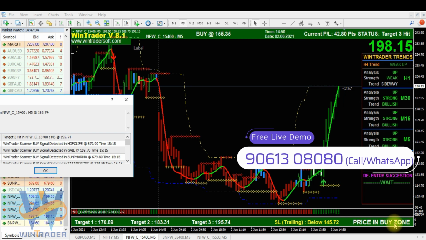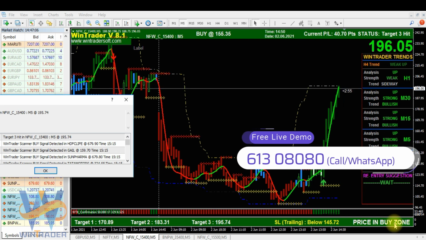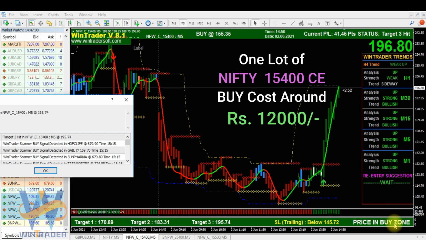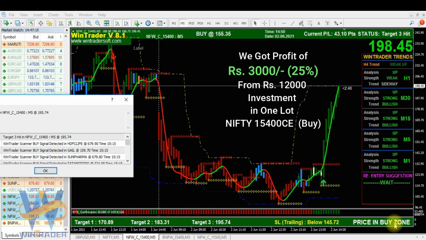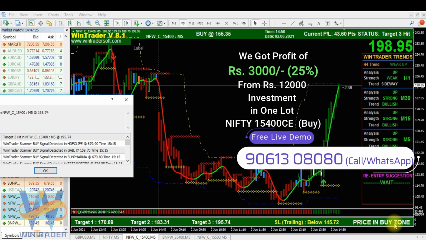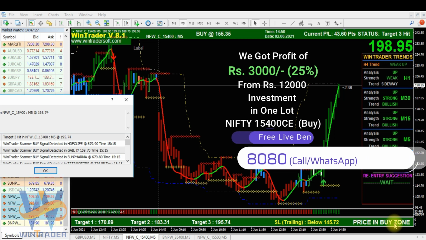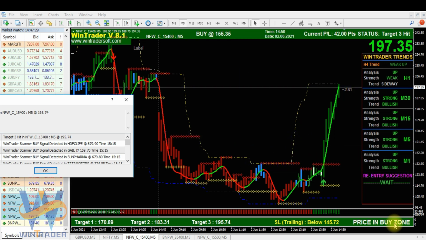You can calculate the percentage. Usually one lot of the Nifty 15,400 rupees call we selected costs around 12,000 rupees. On that 12,000, we earned 3,000 rupees return, which means 25%. So right now, on one lot trade we earned 3,000 rupees profit. This is the normal working procedure. It's just like this, it's working.